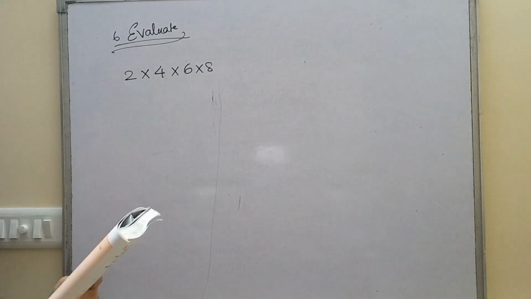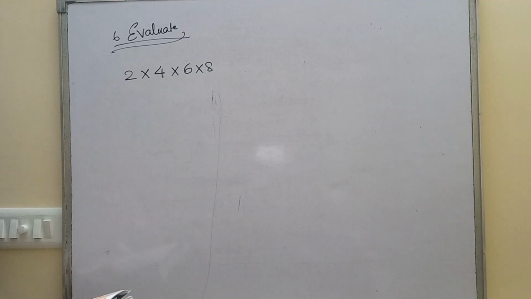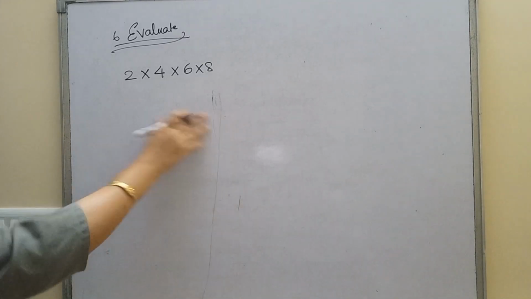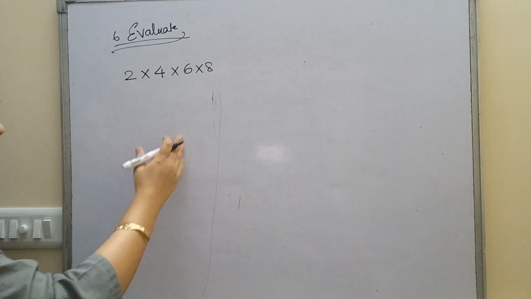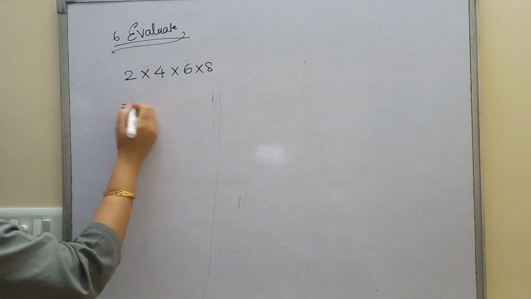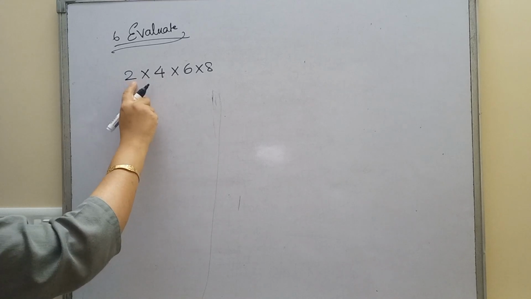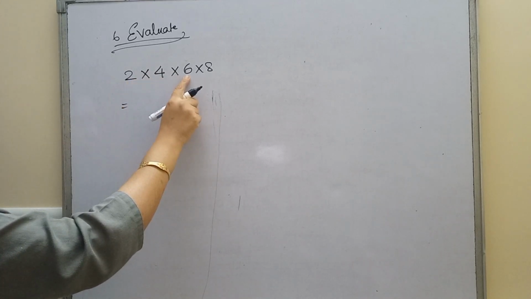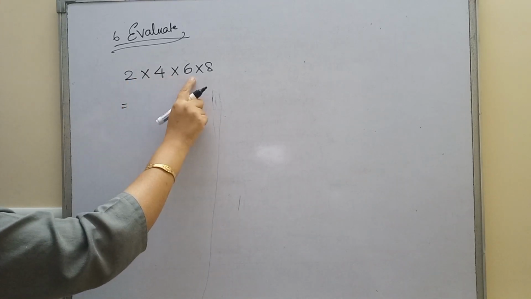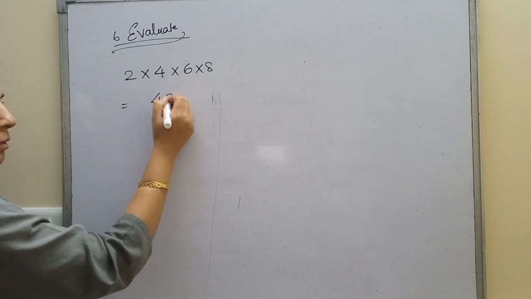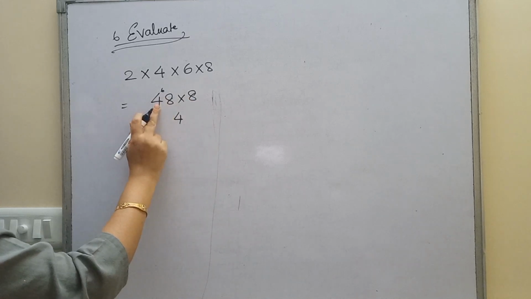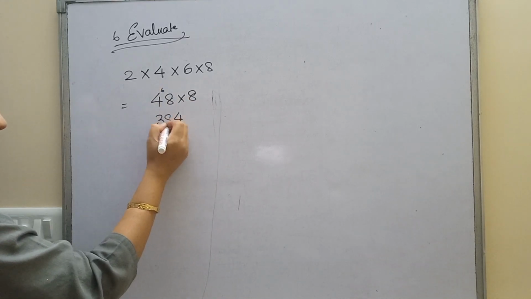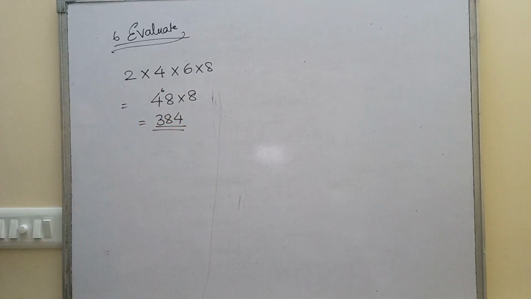Let's go ahead with question number 6, that is evaluate. See, all numbers are in plus. So why do you have to put negativity in somebody's life? Entire life is positive. Come on. 4 2s are 8. 8 6s are 48. 48 into 8. 8 8s are 64. 8 4s are 32 and 6, 38. The answer is 384.